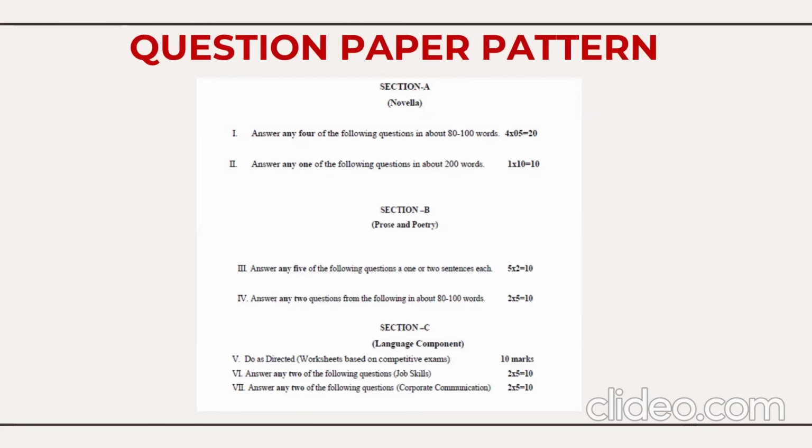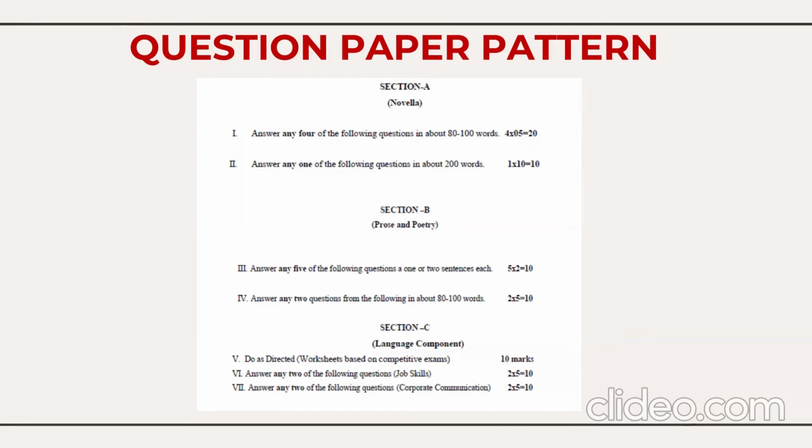So the question paper duration for the examination is 3 hours, total marks 80. The question paper will be divided into three important sections. The first section is for the novella. You have the novel Pearl by John Steinbeck. And here you'll be having the questions: 5 marks, 4 questions, and 10 marks, 1 question. So that means to say you won't have 2 marks questions from the novel Pearl.